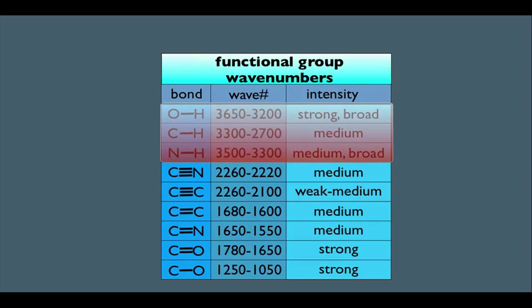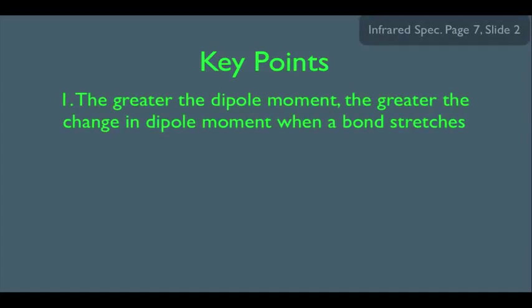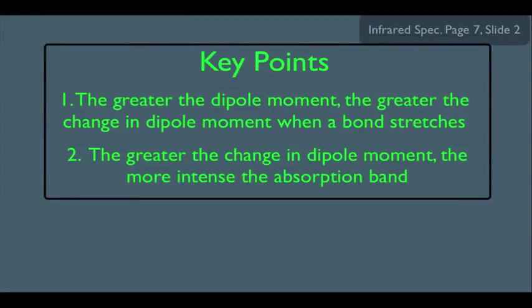So, what's it all about here? Key points. Number one, we saw the greater the dipole moment, the greater the change in dipole moment when a bond stretches. And that means number two, the greater the change in dipole moment, the more intense the absorption band is going to be on the IR spectrum. It's very important that we see this relationship.